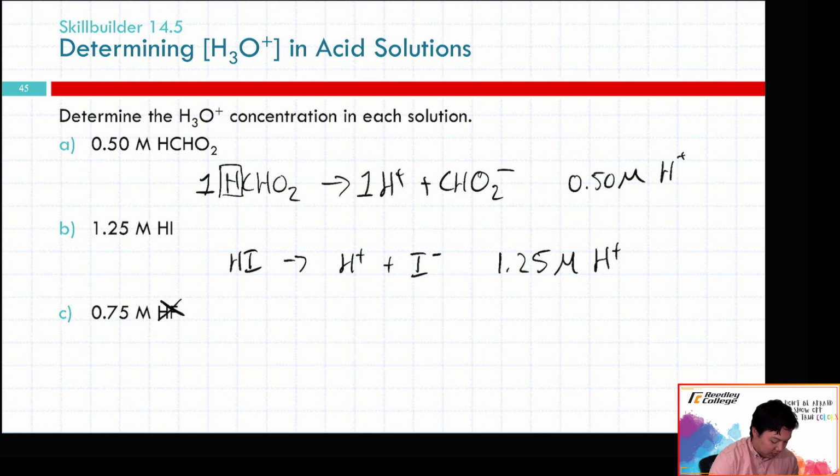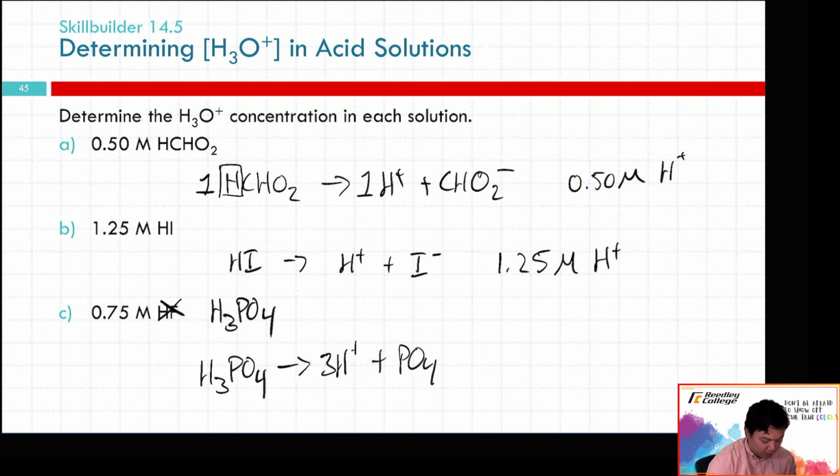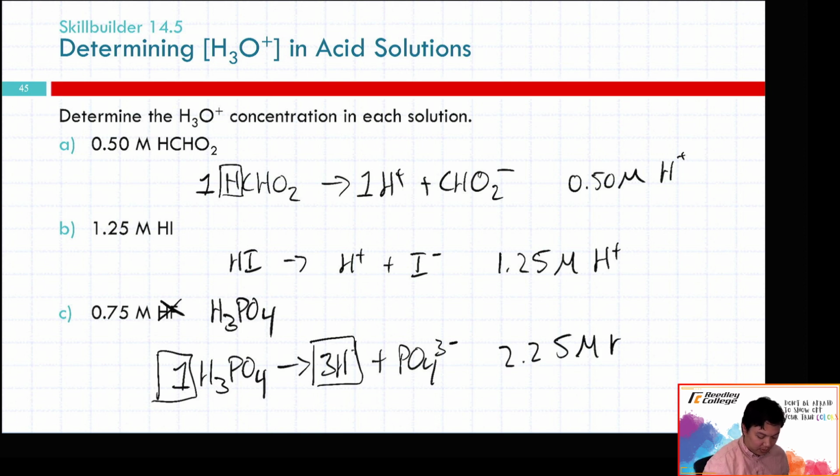The thing that's going to be tricky, and I'm just going to cross this one out, is H3PO4. So we have a triprotic acid. And this is more interesting because we can start with our H3PO4, and that's going to ionize into 3 H plus and PO4 3 minus. So now how many hydrogens do we have? Well, we have a 1 to 3 ratio. So we're going to have 3 times the number of hydrogens present. We do 0.75 times 3, 2.25 molar H plus.